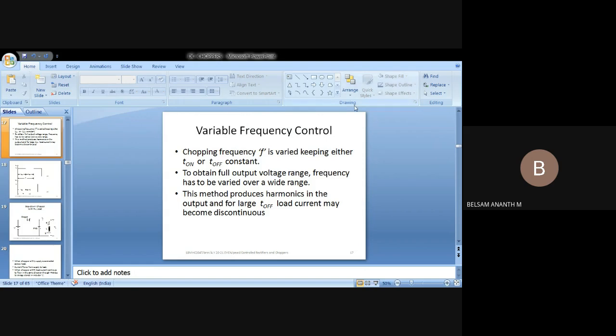So please remember in your mind, unwanted things may be present here, which may be called harmonics in the output, or due to the large amount of load current it may become discontinuous mode. So that's why this signal might become a discontinuous mode.